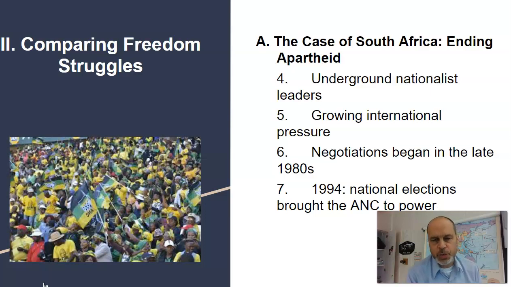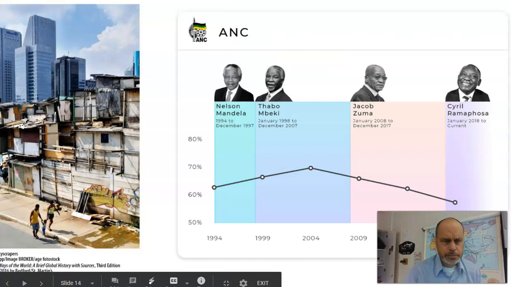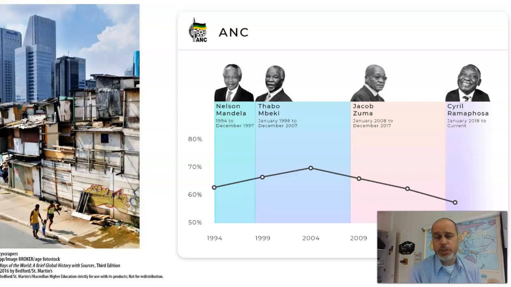It's now 2021, so 27 years later, the ANC is still in power. Again, the picture on the left shows the tremendous contrast between the great wealth of some of the cities of South Africa, yet the great poverty of some of the homelands. And you can see the ANC pretty much running the government, from Nelson to Thabo Mbeki to Zuma to Ramaphosa.